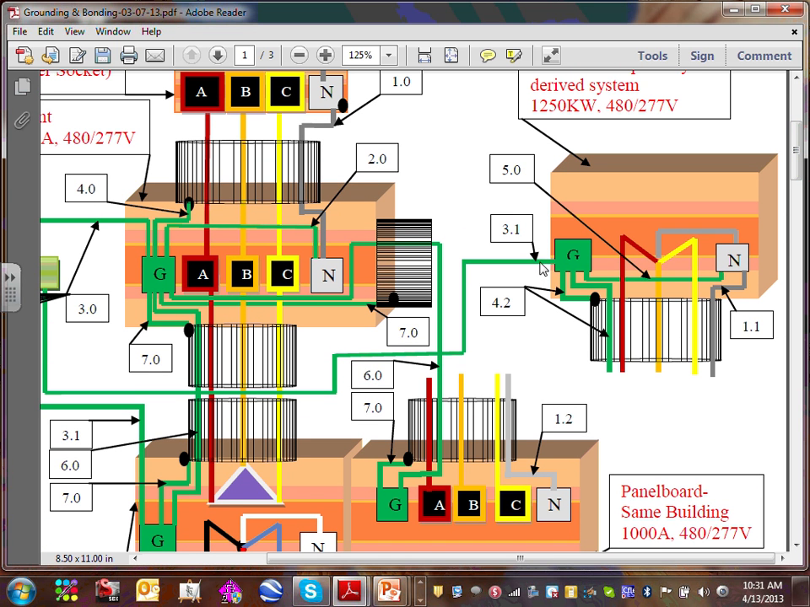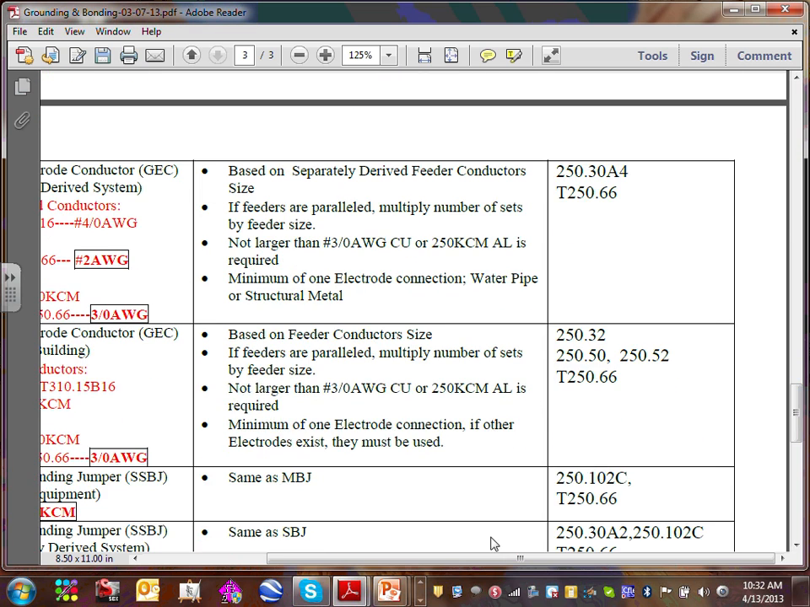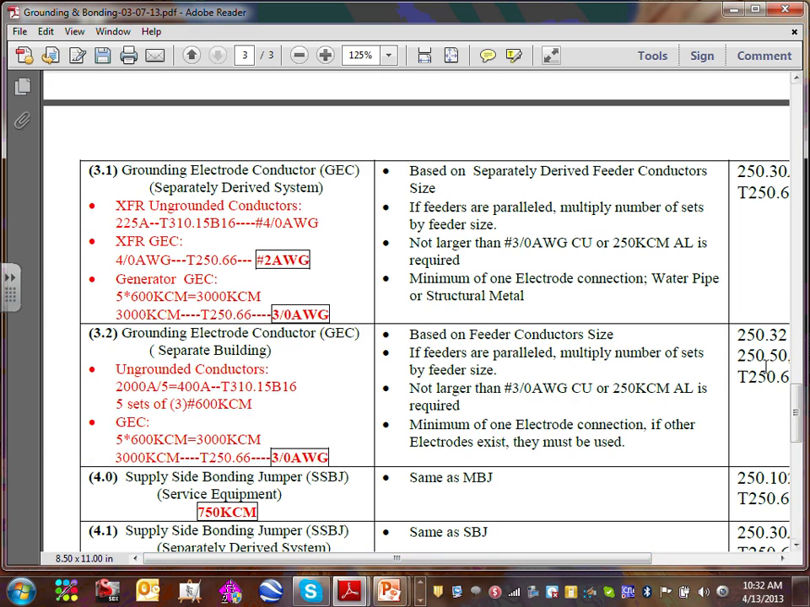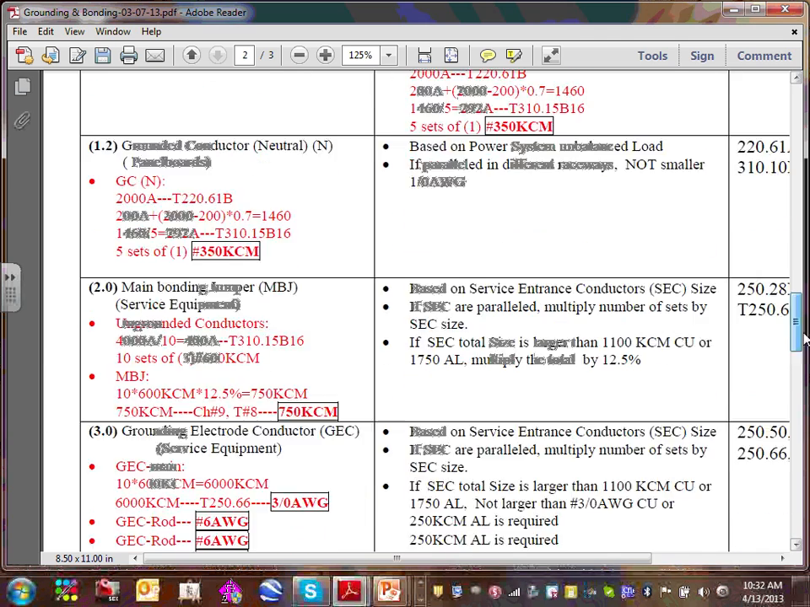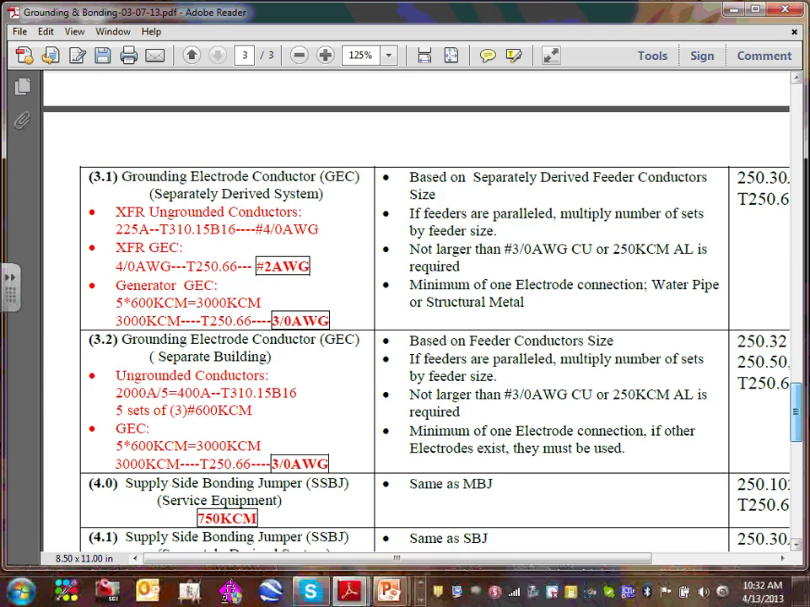Then I'm going to size 3.1, which is the grounding electrode conductor for the gen. Same thing. Go all the way to 3.1, focus on the gen. Here's 3.1, here's my gen. Same calculation: 5 times 600 gives you 3,000. You do not need to go larger than 3/0, exactly like at the service. Any comments, any questions, guys?